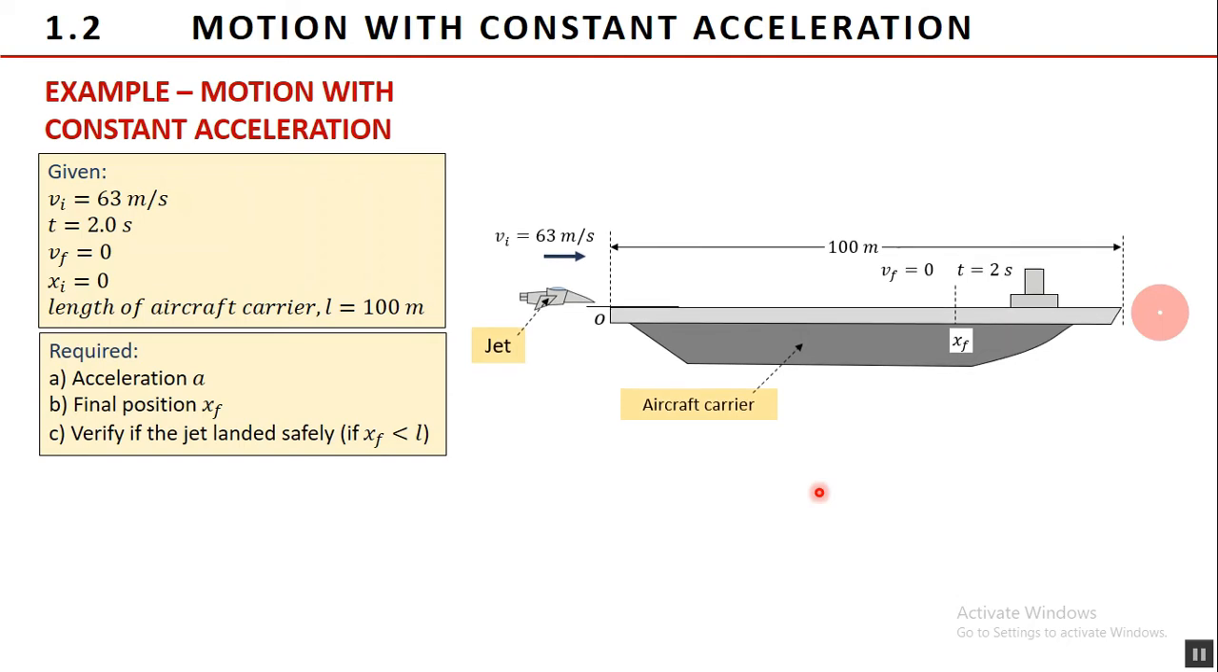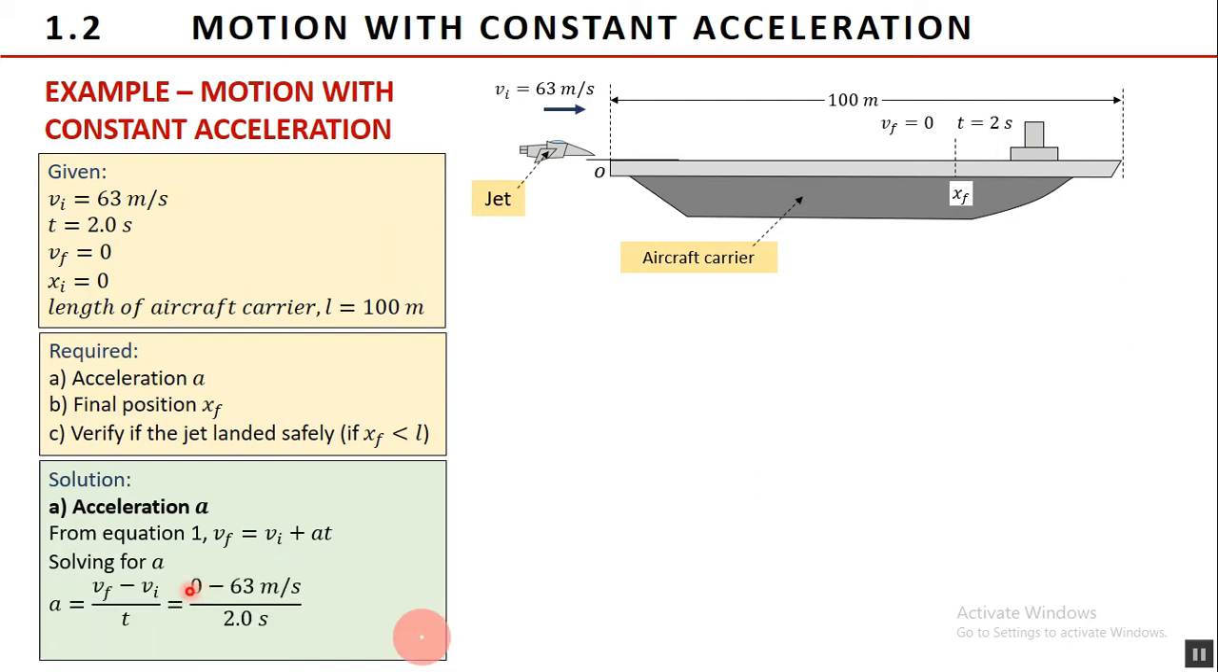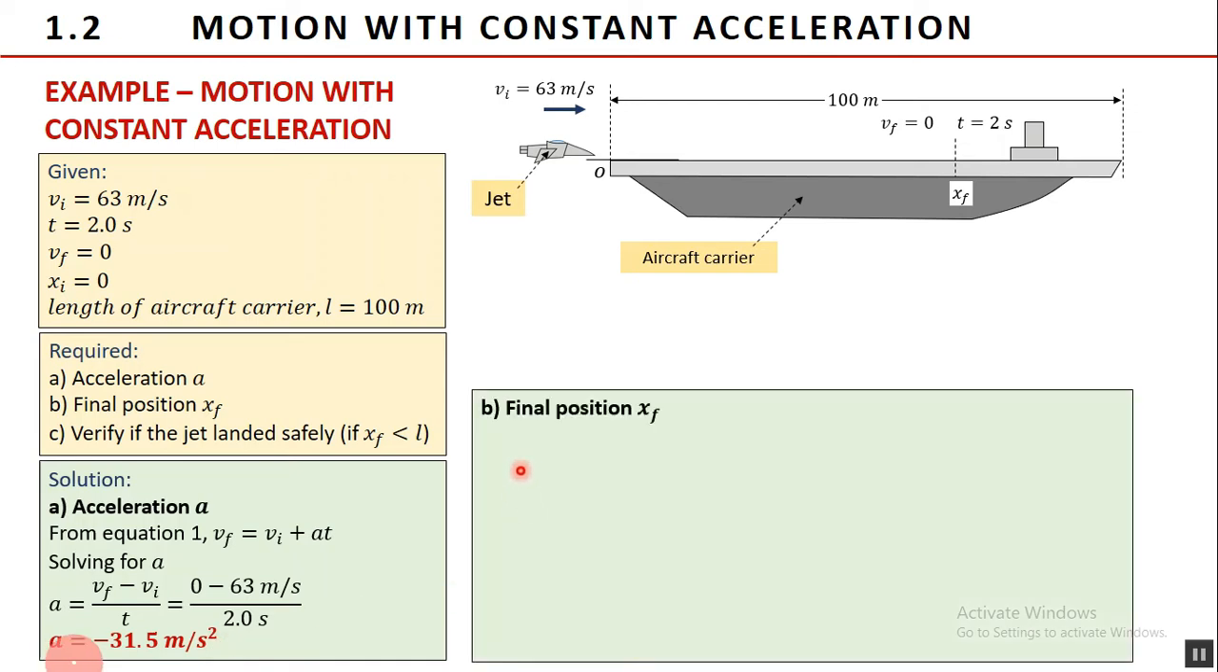So for letter A, based on the given information, to solve for acceleration, we can use equation 1, that is v sub f equals v sub i plus a times t. Then we will do some algebraic transformation so we can solve for the acceleration. If you do that, acceleration will be the quantity v sub f minus v sub i divided by the time interval t. Substituting values, 0 minus 63 divided by 2 will give an acceleration of negative 31.5 meters per second squared.